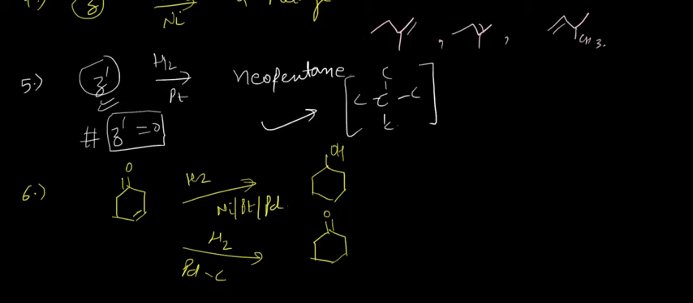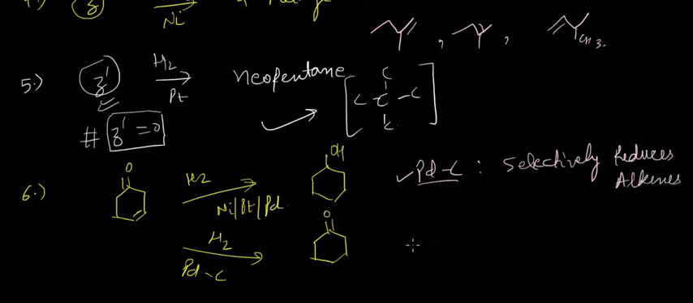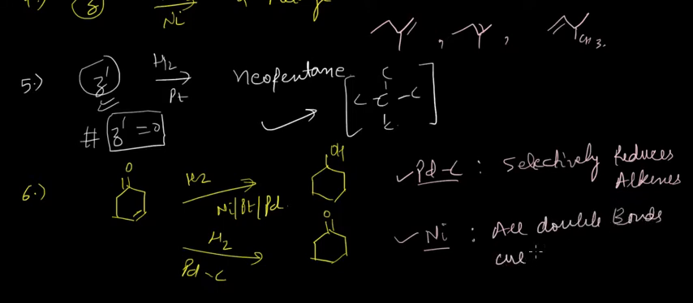So let us actually document this. Pd/C selectively reduces alkenes, and on the other hand nickel, all double bonds are being added with H2.